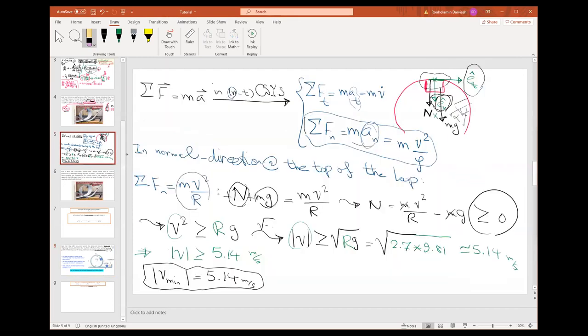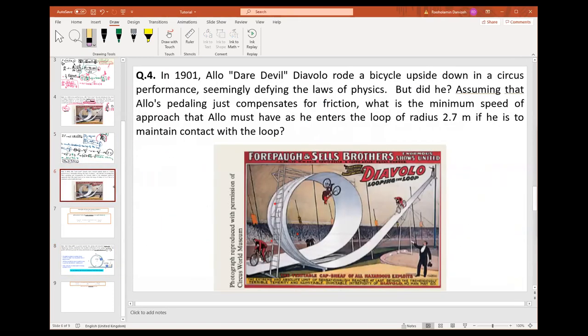Okay, this is kinetics based on Newton's second law. Now we want to look at a similar problem, not exactly the same. And we see that to solve this problem, Newton's second law is not enough. We need to look at the conservation of energy, which we call the principle of work and energy. These are the same thing.